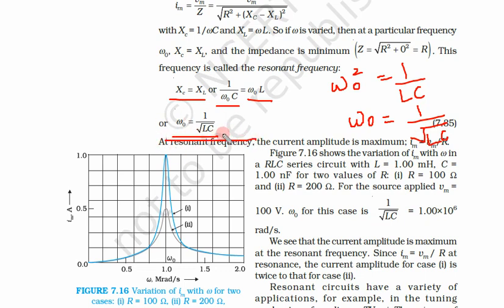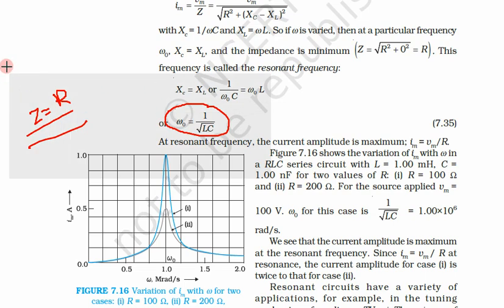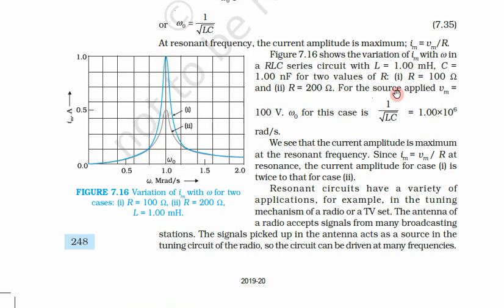For any circuit which has L and C components and R as well, if we calculate this resonant frequency, we can achieve resonance in that circuit just by using that frequency, and the impedance will be minimum. The resonance is shown in this figure.